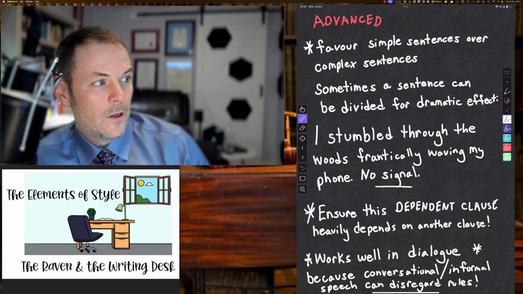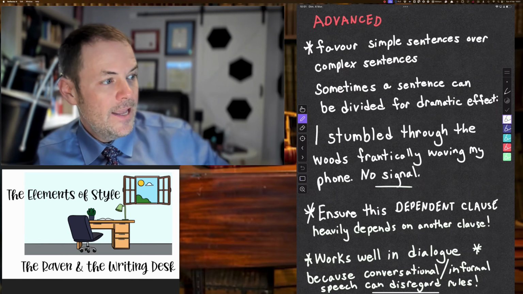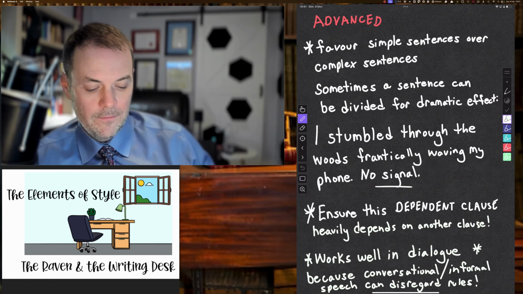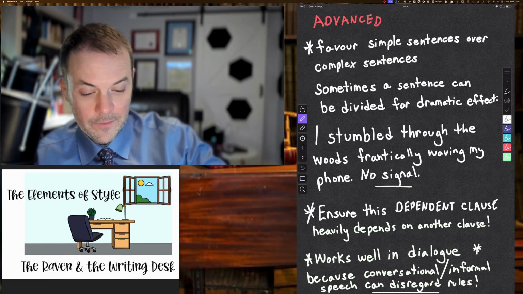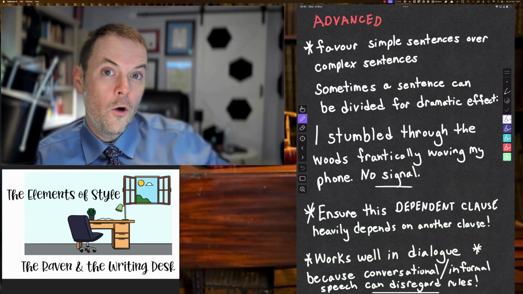For example, "I stumbled through the woods frantically waving my phone. No signal." In this case, no signal, you could say, well, that's a sentence fragment. I'm saying it's actually a dependent clause that relies so heavily on the previous information that it flows well together.